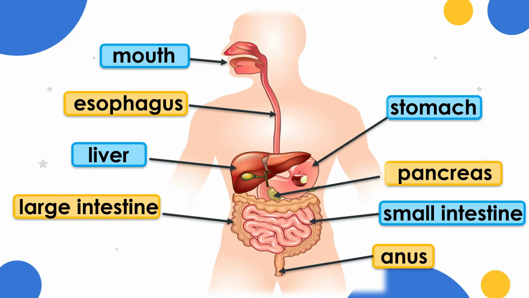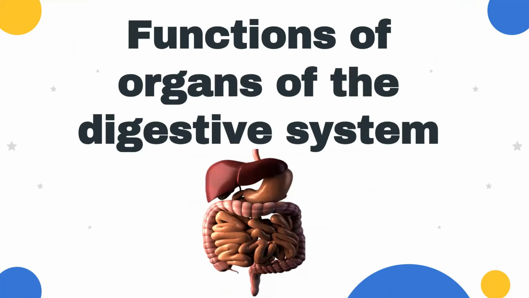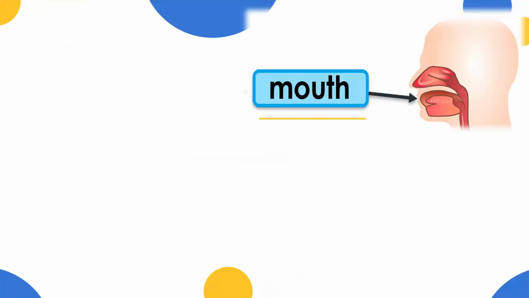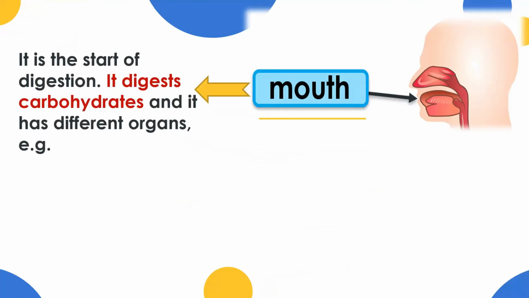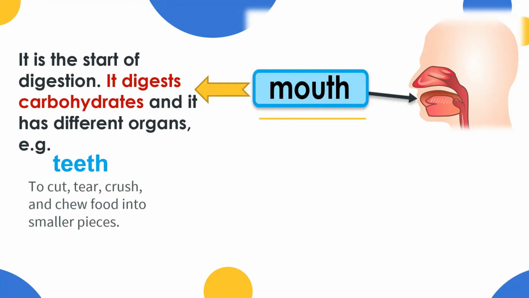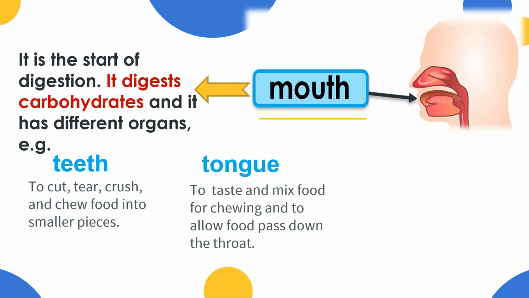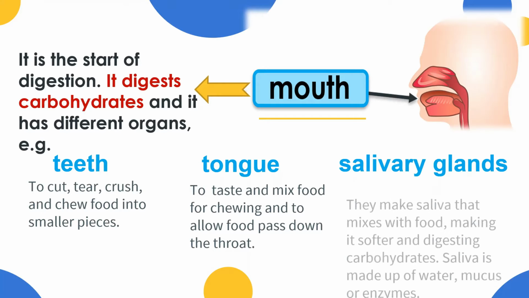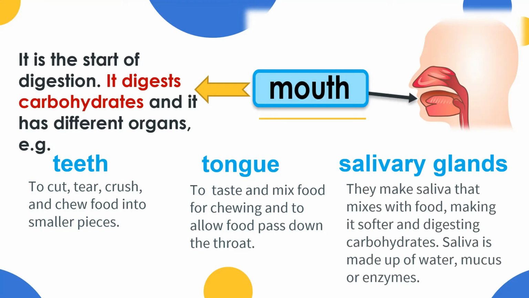Now let's learn the different functions of the organs of the digestive system. So let's have the mouth. Mouth is the start of digestion. It digests carbohydrates and it has different organs like the teeth. The teeth are used to cut, tear, crush, and chew food into smaller pieces. Aside from teeth, we also have the tongue. The tongue is to taste and mix food for chewing and to allow food to pass down the throat. We also have salivary glands. They make saliva that mixes with food, making it softer and digesting carbohydrates. Saliva is made up of water, mucus, and enzymes.